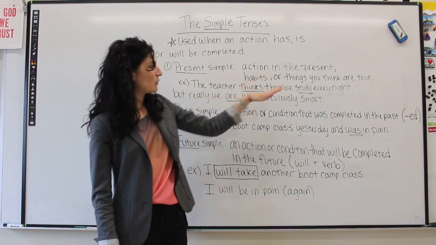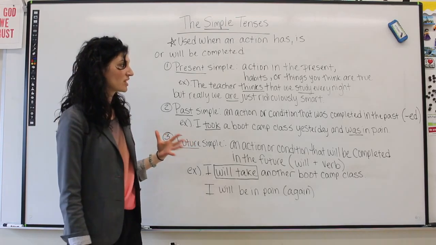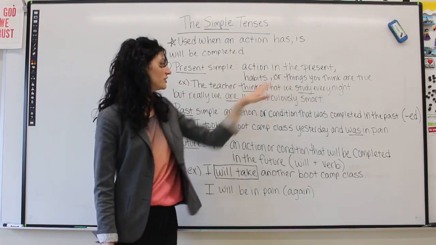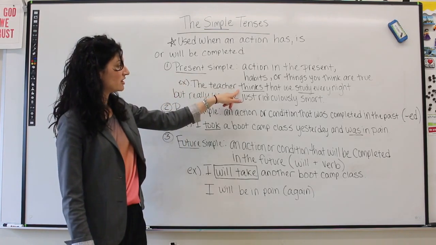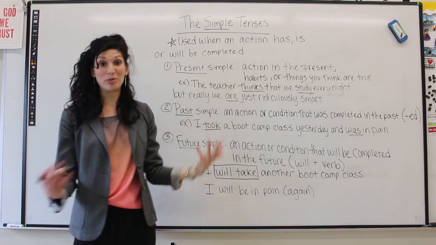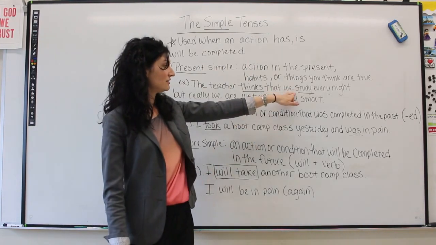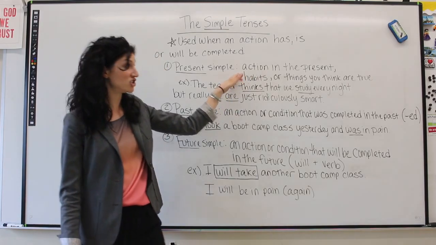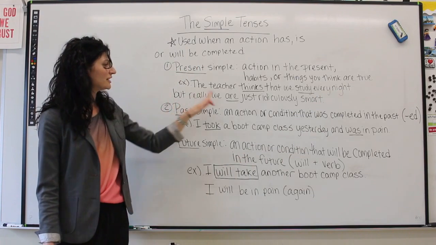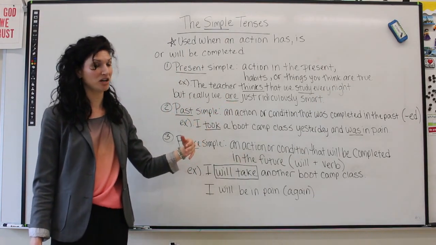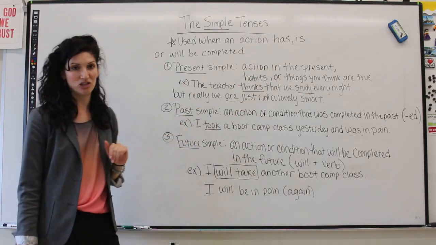Okay? Let's take a look at this example that I have up here. The teacher thinks that we study every night, but really we are just ridiculously smart. In this example, we have 3 different verbs. All of them are in the present simple tense. The first one, thinks, is an action that's happening in the present. Currently, the teacher thinks that we study. Study is a habitual action. It's something that the teacher thinks that they do every night. But really, we are just ridiculously smart. Are indicates a factual statement or something that we believe to be true.